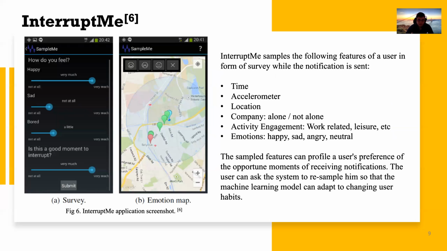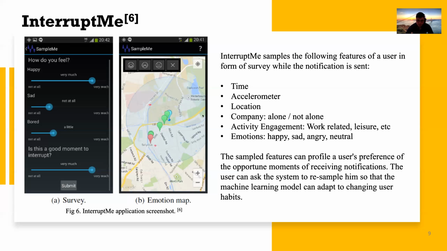And here's another example of an attention management system. It's called Interrupt Me. Here, the developers took a different approach by proactively surveying the user about their emotions while the notification is being sent. They do a survey every time a notification is sent to the user, recording the time, accelerometer, and the location. And the user has to answer whether he has company, aka he is alone or with friends, and also the activity engagement of the user, like is he doing work-related stuff or just doing some leisure fun stuff. And most importantly, the emotions of the user: is he happy, sad, angry, or neutral?